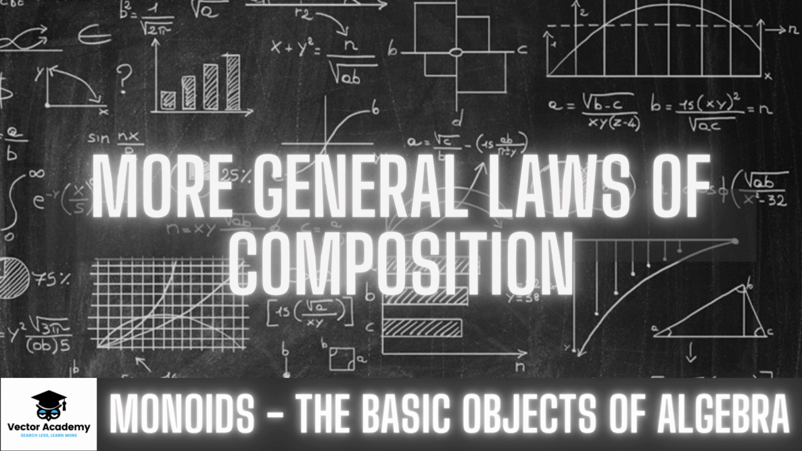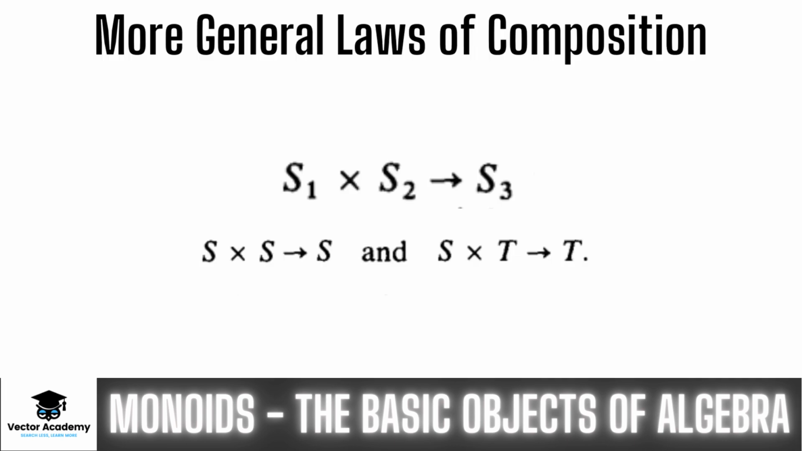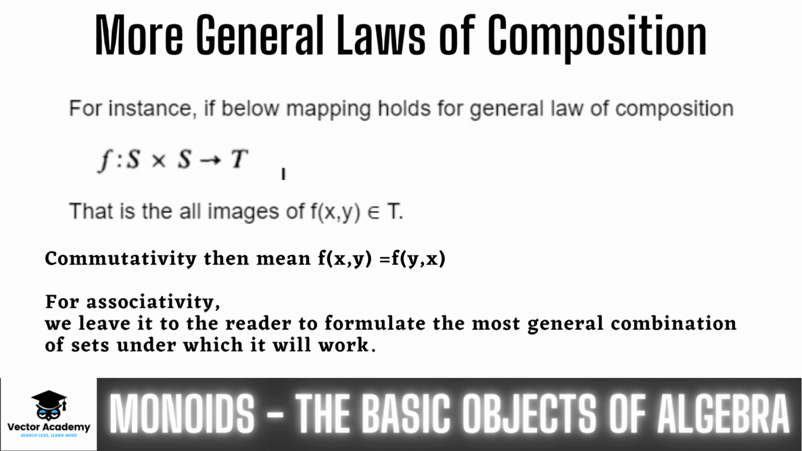More general laws of composition. It would be possible to define maps like this. Using arbitrary sets, one can then express associativity and commutativity in any setting for which they make sense. For instance, if the below mapping holds for a general law of composition, that is, all the images f(x, y) belong to T. Commutativity then means f(x, y) equals f(y, x), or xy equals yx, if we omit the mapping f from the notation. For associativity, we leave it to the reader to formulate the most general combination of sets under which it will work.